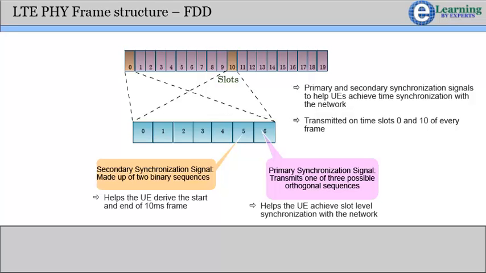LTE systems use one of 168 possible sequences on the secondary synchronization signal. There are 504 possible combinations using three different sequences in the primary sync signal and 168 possible sequences in the secondary sync signal. This allows the UE to uniquely identify a cell in a given area.